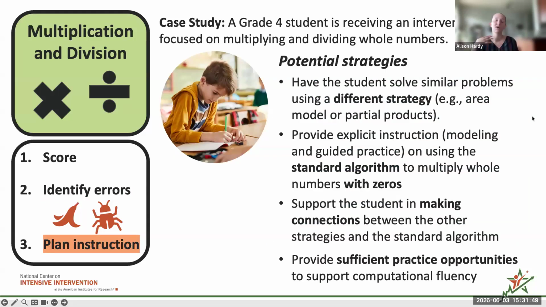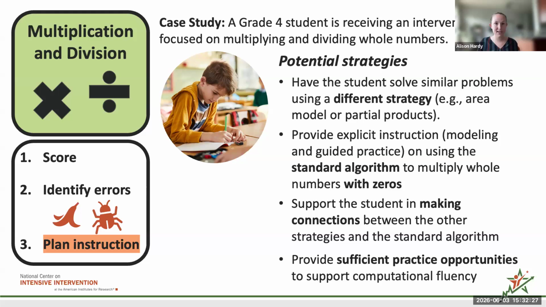So now that we've scored and we've identified the error, we think it's a bug, and maybe we don't have the ability to go and ask the student to solve more problems or to ask them questions. We want to get started brainstorming some potential strategies for instruction. Maybe we have the students solve similar problems using a different strategy. Maybe they can knock these items out of the park that have zeros in the factors using the area model or using partial products. And the difficulties arise when the student is using the standard algorithm instead.